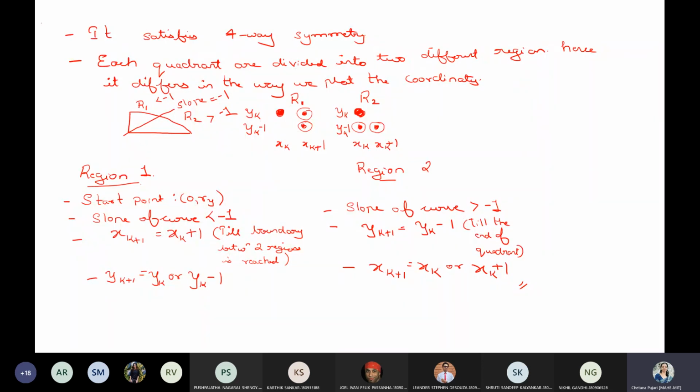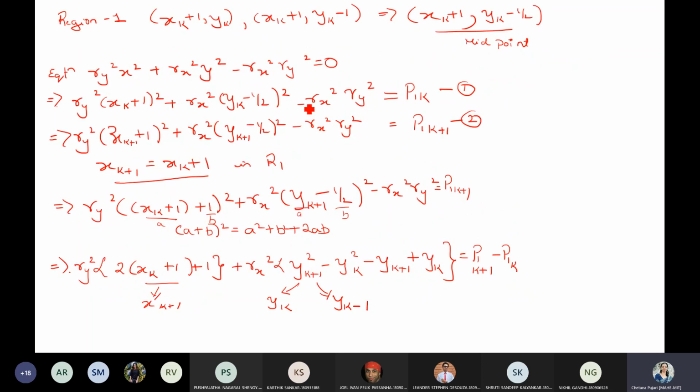So wherever your slope is equal to -1, that will be your starting point. And here in region 2, your y is decremented at every iteration, and you want to decide whether to increment your x or go with the same value. So that decision is made. Based on that background, we have done the derivation of region 1.